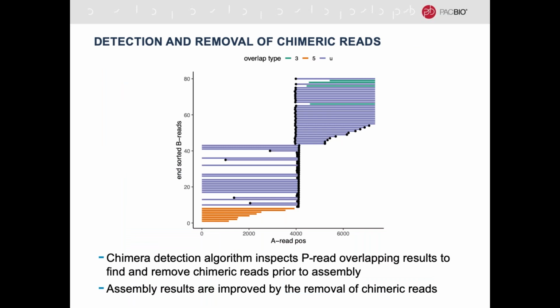So this chimeric read detection method is really nice for cleaning up the chimeric reads that might be in the read set. It inspects overlaps from the P-reads and constructs a graph like this. And here visually you can see pretty clearly that this is like a chimeric read. So now these are being caught and discarded so that they do not interfere with the assembly.